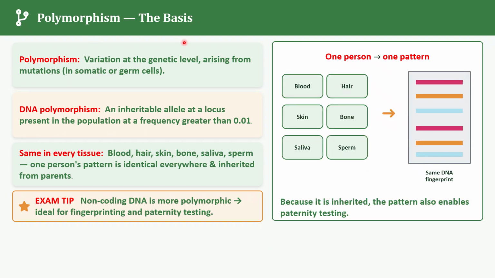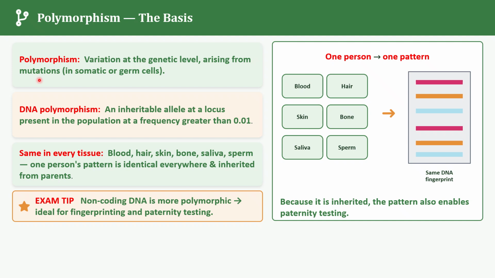polymorphism, the basis. What is polymorphism? Polymorphism means variation at the genetic level. This arises due to mutation. And where does this occur? Mutation can occur in a somatic cell, that is our body cells, or in germ cells, which produce the gametes.